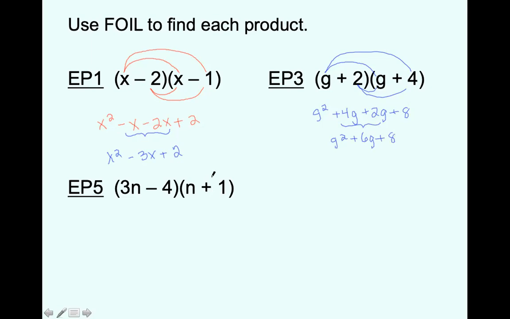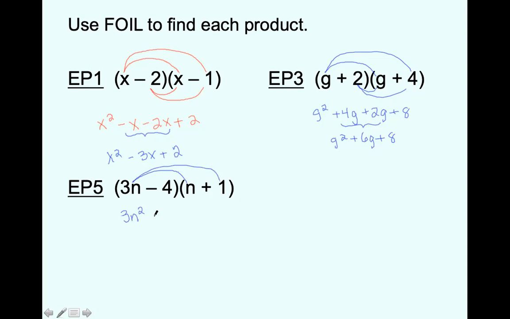All right, we're jumping to number 5 this time. Notice this just had a single x and a single x and a single g and a single g. You can still FOIL even though there may be some number in front of your variable. So again, I'm going to multiply my first terms together. So 3n times n is 3n to the second power. N times n is n to the second. Remember, we add the exponents.